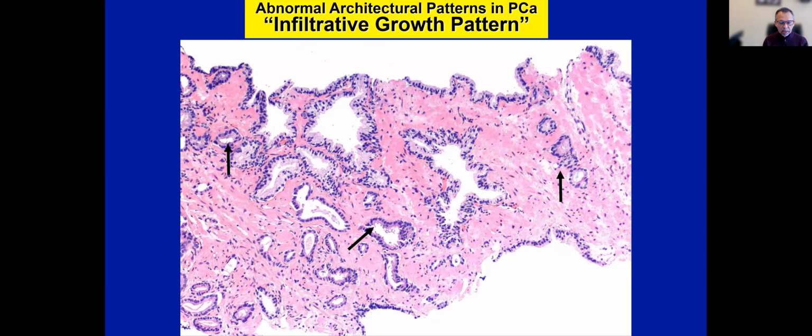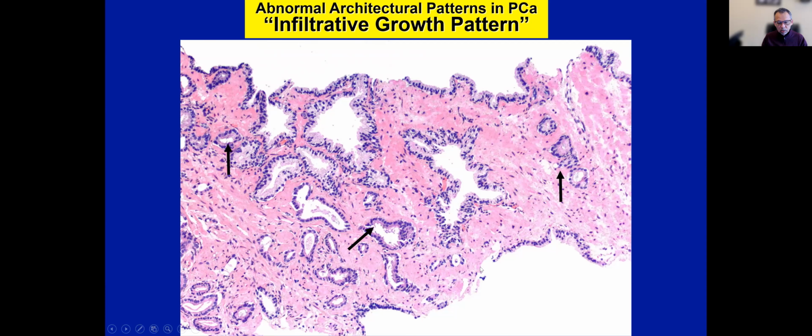Number one is a careful low power architectural assessment. And the architectural atypia, which is almost diagnostic, or I would say suggestive of prostate cancer, is the so-called infiltrative pattern in which these atypical glands infiltrate in and between and around benign glands. So when you see that type of pattern, that is pretty characteristic of prostate cancer.